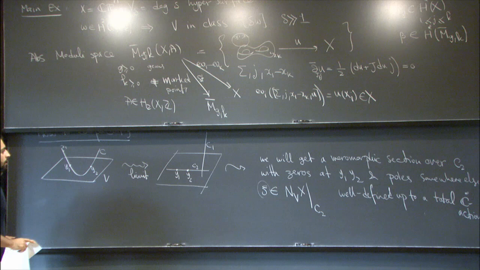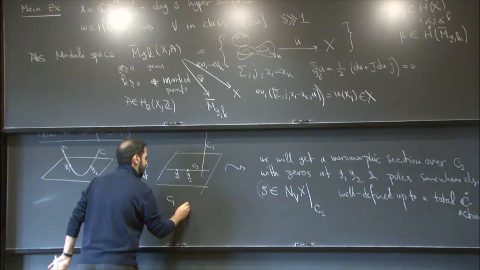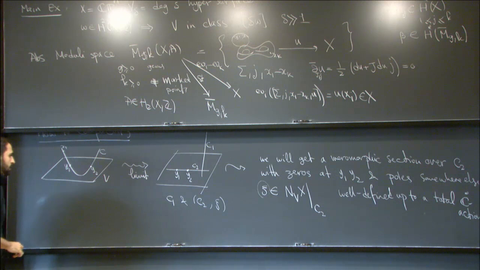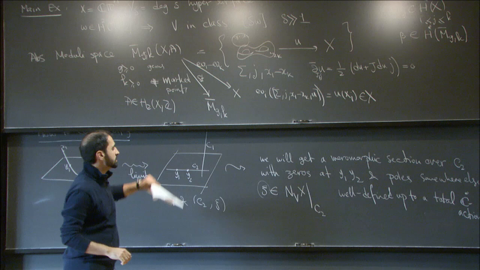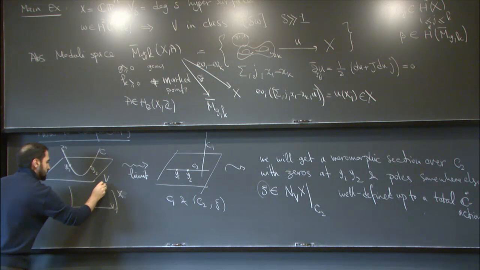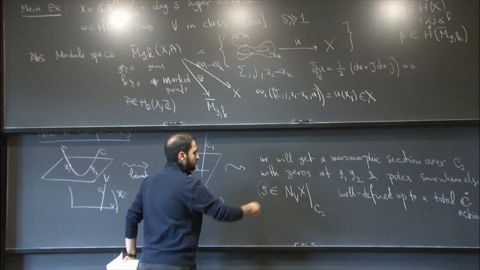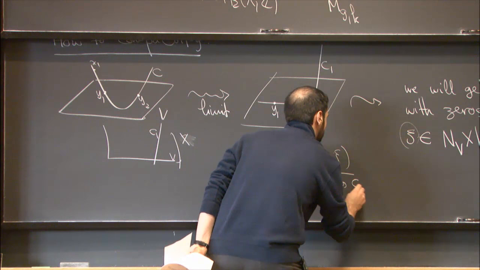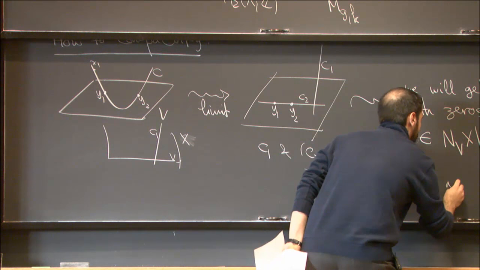Okay, so the picture that corresponds to this data. The data here would be C_1 and C_2 plus the data of the section. The way we visualize this is that in the ordinary compactification of the classical moduli space, you consider nodal domains. Here, you also have to consider nodal targets, which means C_1 is going to live inside X. So this is X, this is the divisor, and this is C_1. A section over C_2, when you put them together, you can think of as a map into the projectivization of the normal bundle.